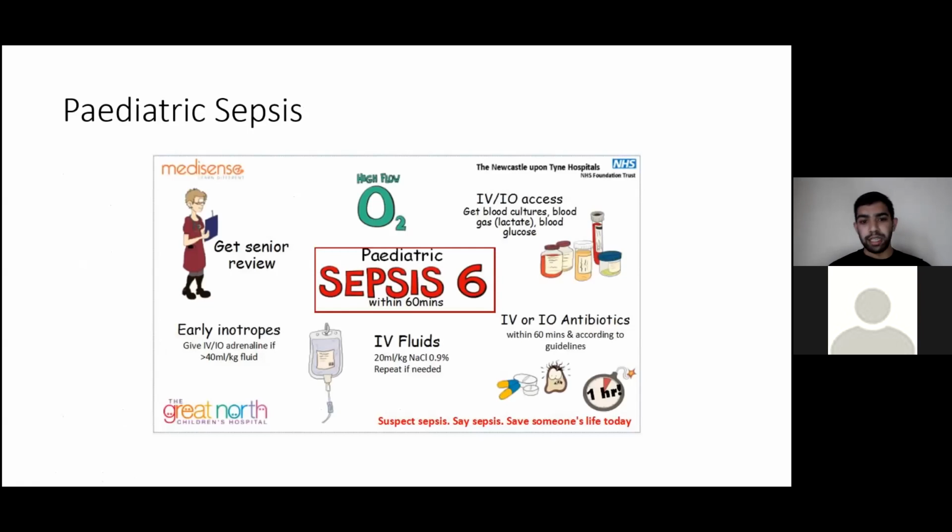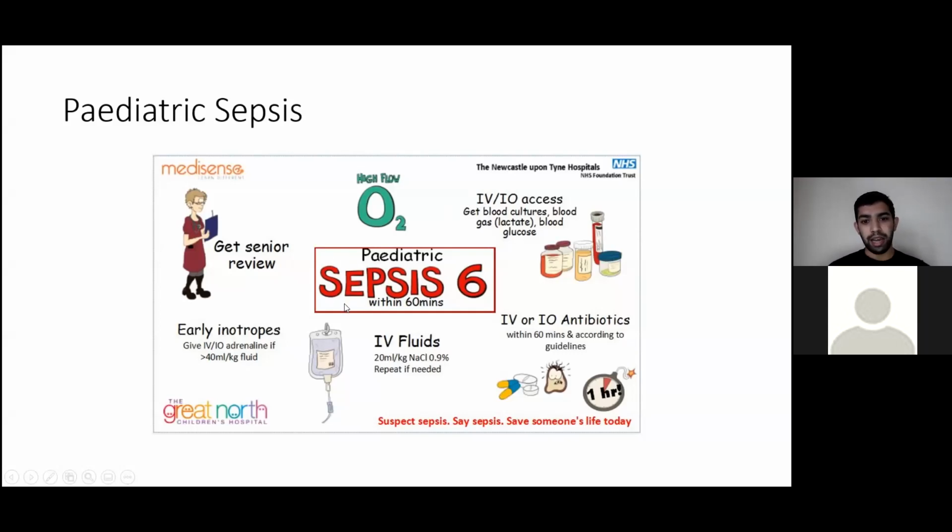And pediatric sepsis is a hot topic. It's always a hot topic. Unfortunately, it's a clinical diagnosis. We don't yet have a magical test to say whether somebody is septic or not. This is a graphic produced by a medical education group called Medisense, who have lots of great resources, so it's worth checking them out. And the latest guidance have actually updated.